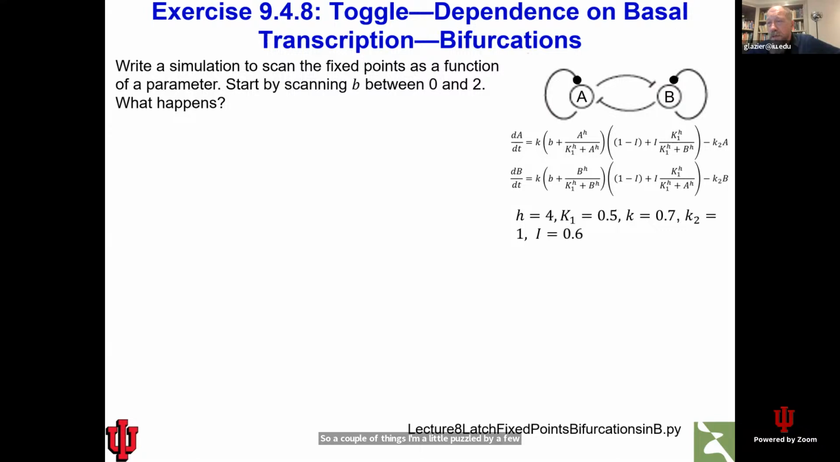The first thing is you probably need to make your step size for B smaller. And I realize the simulation takes a while. And you're probably going to have to make B go to a value bigger than 2 because you haven't seen the upper bifurcation yet.